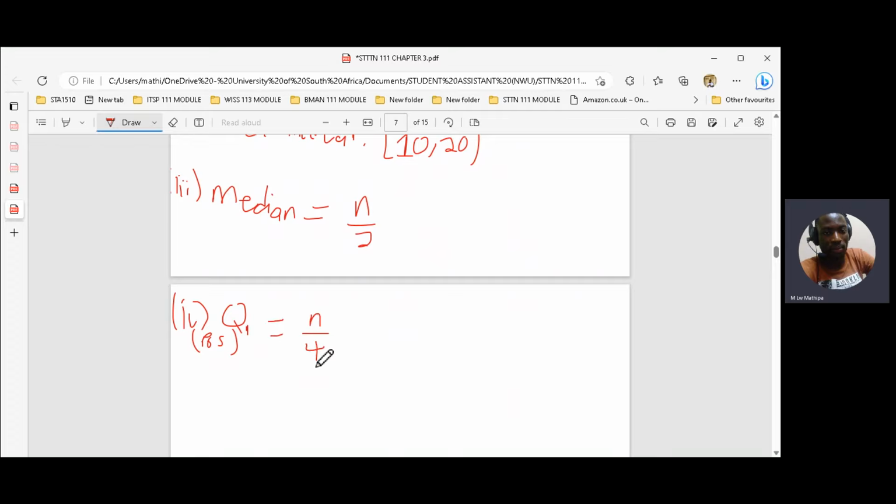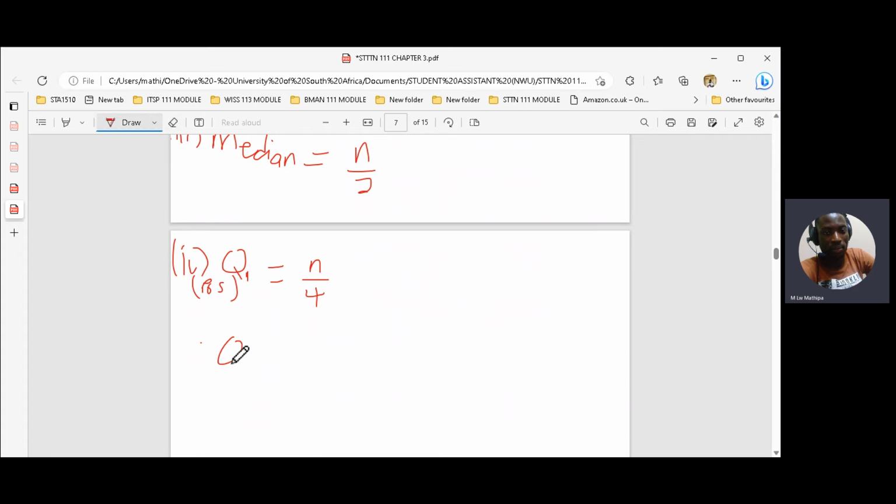Since now we are dealing with grouped continuous data, it's n divided by 4. Okay, then now what else? And then for Q3, which is the upper quartile, it is 3n divided by 4. This is the formula that we are going to use.